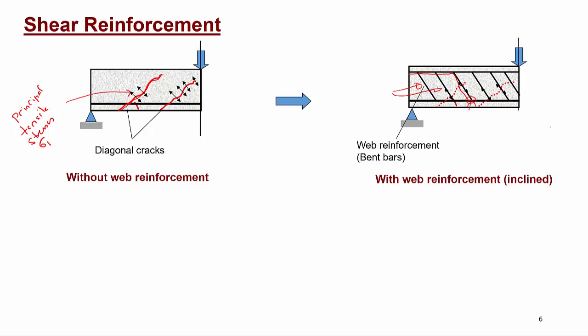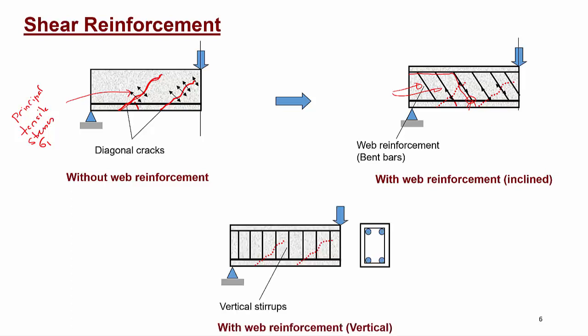Instead of bending the reinforcement, one other way to do that is to provide vertical stirrups. So the other way to achieve the shear capacity of the beam is to provide vertical stirrups. As you can see here, these are the vertical stirrups. These vertical stirrups can also take the principal tensile stresses and prevent the concrete from cracking diagonally. And as you can see in the cross section, these are the vertical stirrups, or the web reinforcements.